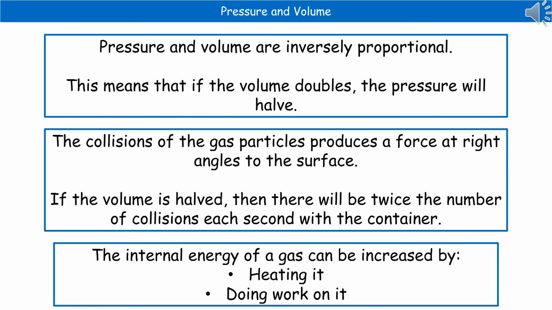In today's physics prep, we're going to have a look at pressure. So the first thing we need to know is the relationship between pressure and volume, and they are inversely proportional. So this means that if the volume doubles, the pressure will halve. And the reason for that is that the collision of the gas particles produces a force at right angles to the surface they collide with. So that if we halve the volume, then we're going to have twice the number of collisions each second with the container, so the pressure is going to double.